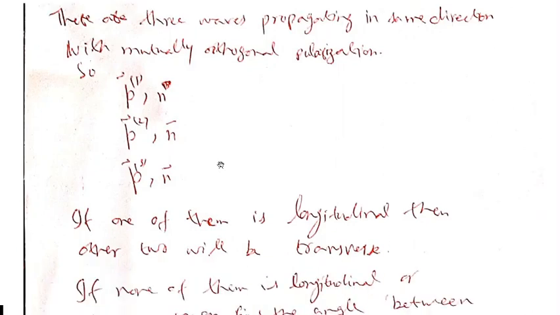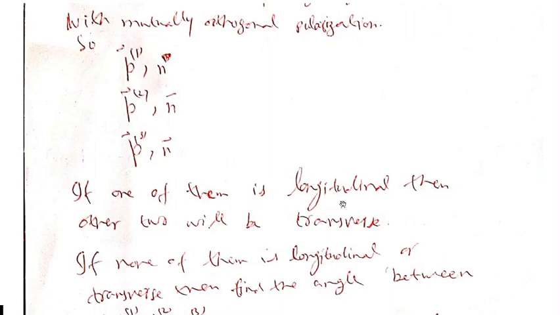So we have 3. Suppose that one of them is a longitudinal wave. Then what does that mean? For a longitudinal wave we mean that polarization and propagation are in the same direction. P will be equal to n, parallel to n.